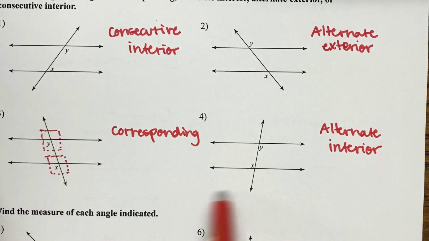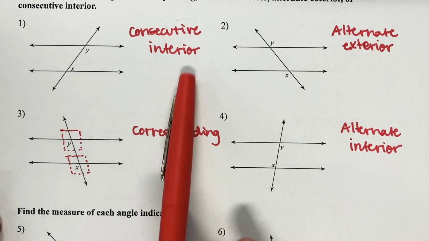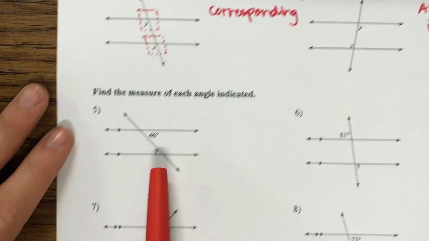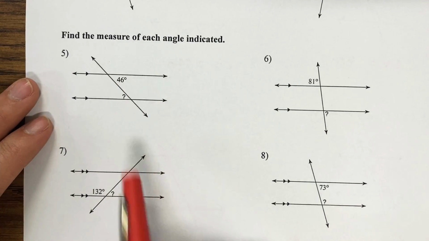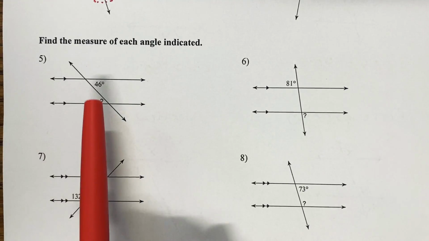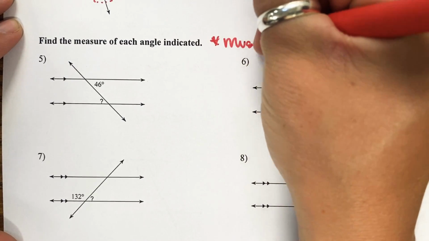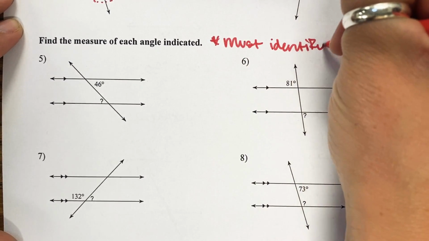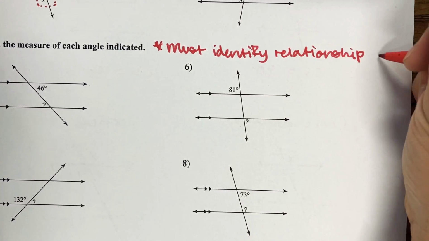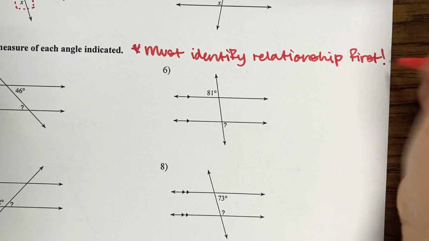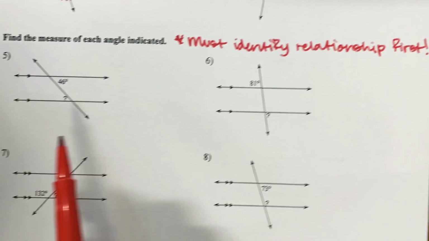Beautiful. So that was simply classifying angles based on their relationship. Okay, identifying what relationship they have. Well, now on numbers 5 through 8, it's asking us to find the missing angles. But in order to find the missing angles, we have to identify the relationship first. In fact, let's write that on our paper. Must identify relationship first.